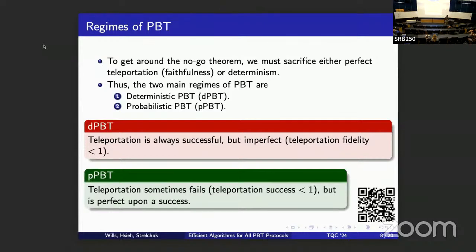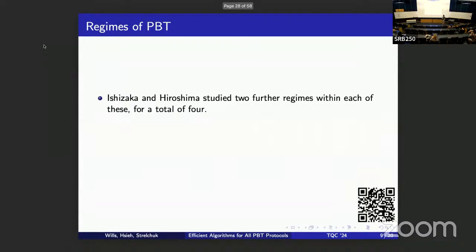So DPBT, teleportation always successful, but the fidelity falls below 1. And in PPBT, it sometimes fails, so the success probability is below 1, but upon a success, perfect teleportation. So within those two cases, those are our two main areas of PBT. Ishizaki and Hiroshima studied one further choice of 2 cases each to give 4 total kinds of PBT.